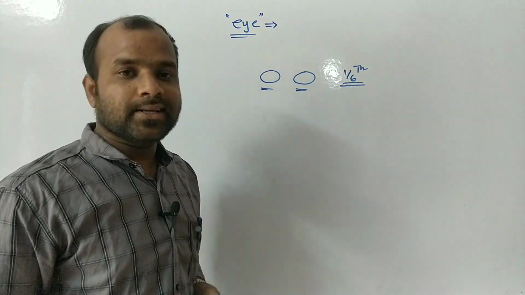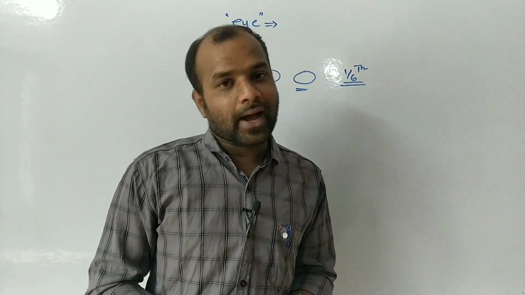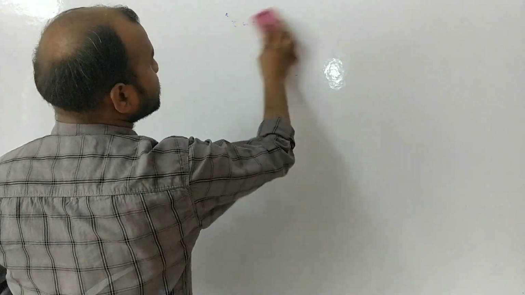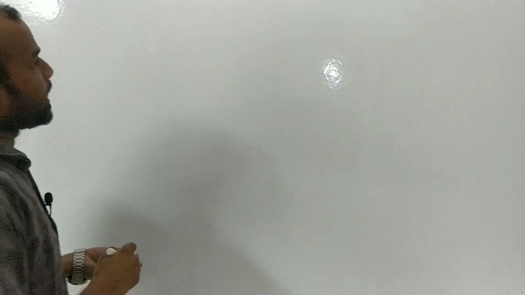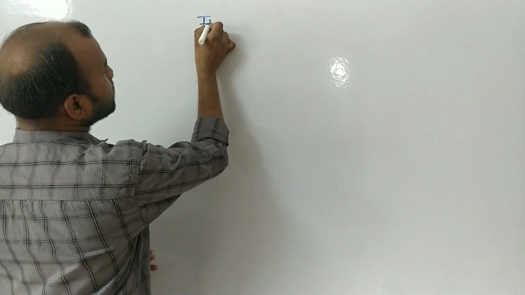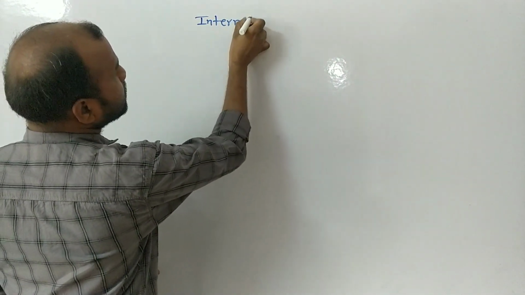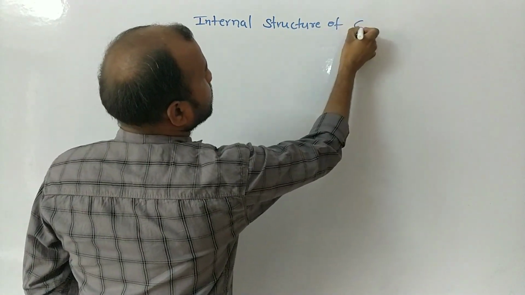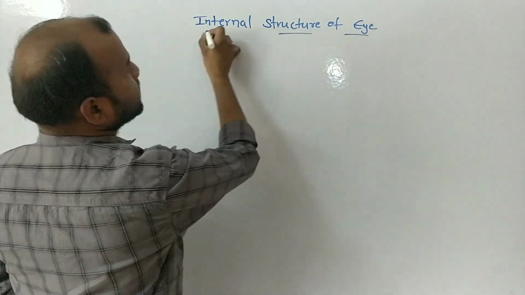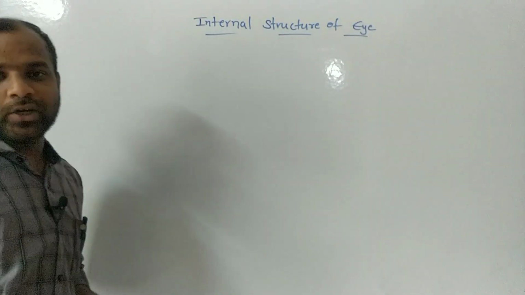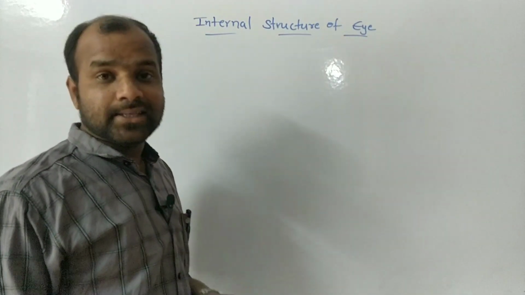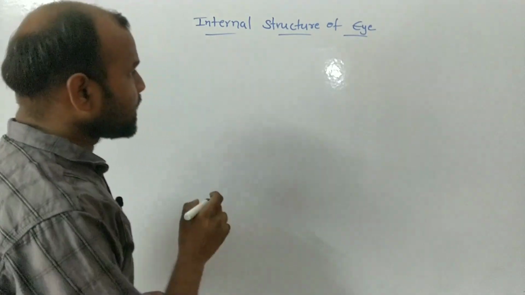Let us discuss the internal structure of the eye. In the internal structure of the eye, it is composed of three major layers. So first let us draw the diagram.